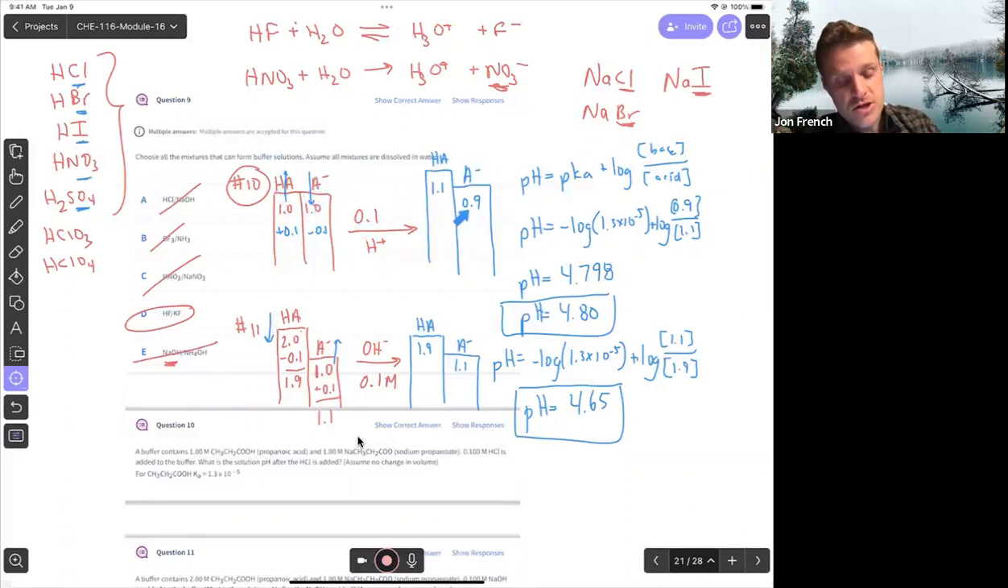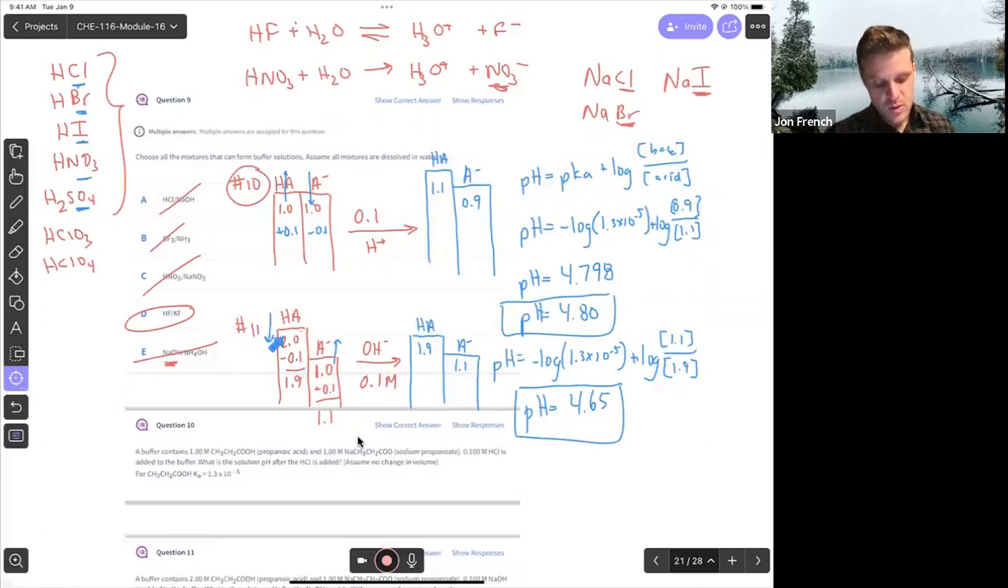Both concentrations need to change, right? My acid concentration goes from 1 to 1.1, and the conjugate base goes from 1 to 0.9. Now I can use the Henderson-Hasselbalch equation, right? pH equals pKa, which is the negative log of my Ka, plus the log of the concentration of my base over my acid. Plug those in, and we get a pH for number 10 of around 4.8.